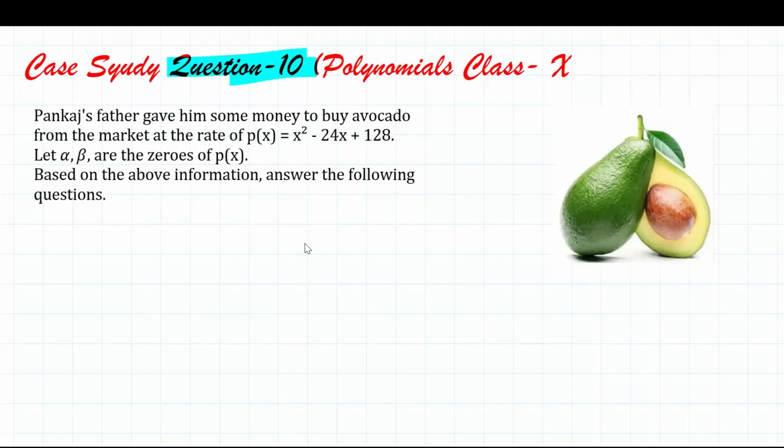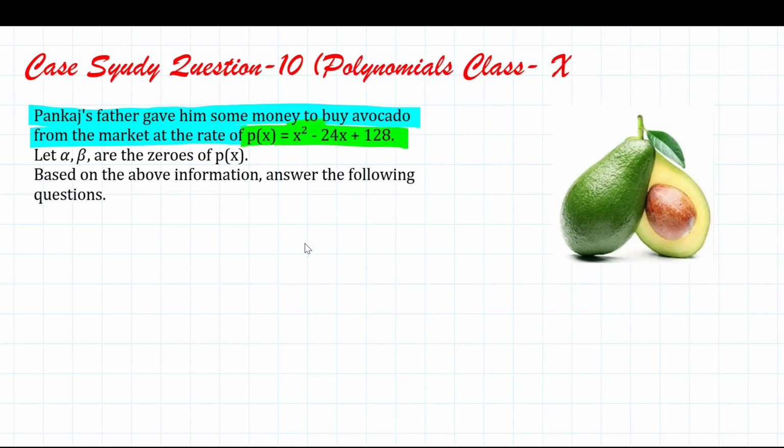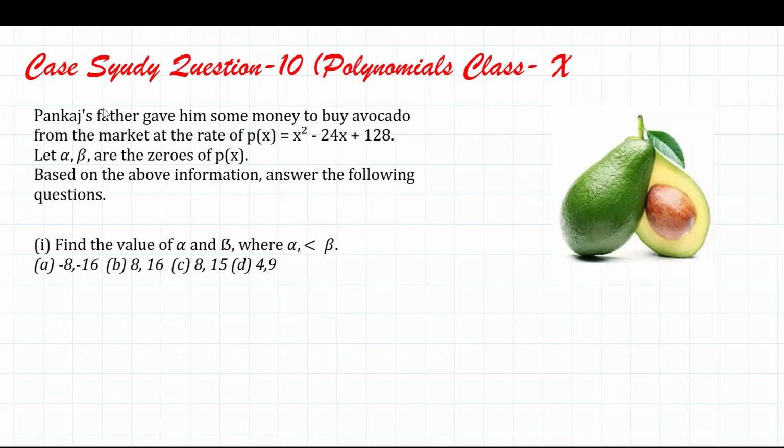So we are now on the 10th question of the case study polynomial class 10. If I read the case, it says Pankaj's father gave him some money to buy avocado from the market at a rate given in terms of a polynomial p(x), where alpha and beta are the zeros of this polynomial. Now we have to answer questions based on this. The first question is: find the value of alpha and beta, where alpha is smaller than beta.